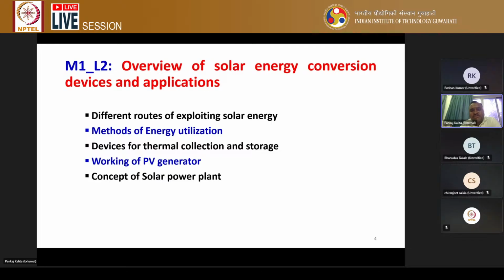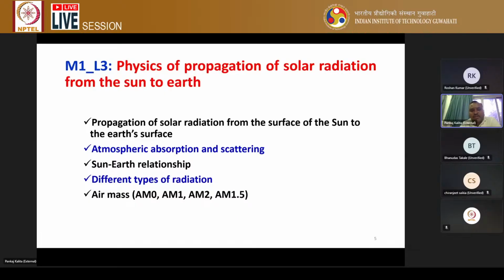What the different methodologies and devices are that we can use for thermal energy collection, then the working of PV generators, and then the concept of a solar power plant were introduced in this lecture. In lecture 3 of module 1, primarily we studied the physics of propagation of solar radiation from the sun to the earth. The intention of this lecture was to introduce what happens when shortwave radiation comes from the sun and passes through the earth's atmosphere.